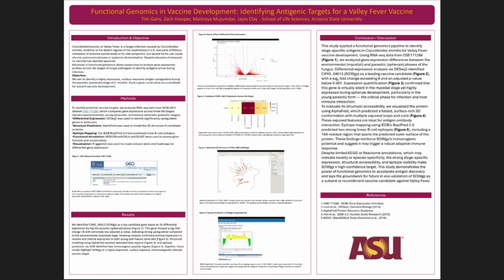This study demonstrates how functional genomics can rapidly identify stage specific antigens for vaccine development. From differential expression to epitope mapping, our analysis highlights SOWgp as a compelling vaccine candidate: highly expressed, surface accessible, and immunologically relevant during the infectious stage of C. immitis.